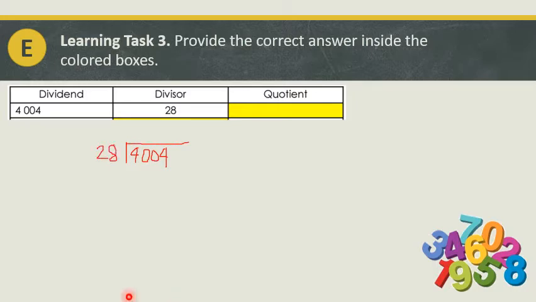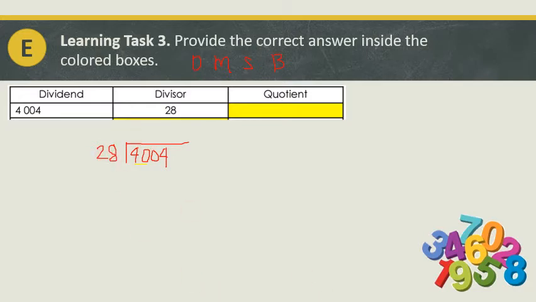Okay, so tingnan natin dito. Sa 4, so lagi kayo magsisimula din sa unang digit ng dividend natin. Ang 4 ay mas mababa sa 28. So, hindi pwede yan. Wait lang. Sulat natin dito yung step. So, D, daddy, mommy, sister, brother. Okay? So, yung 4, hindi pwedeng i-divide sa 28 kasi mababa siya. So, isama natin yung kasunod na digit sa 40. So, sa 40 muna tayo dito. Okay? 40 kasi mas mataas na siya sa 28.